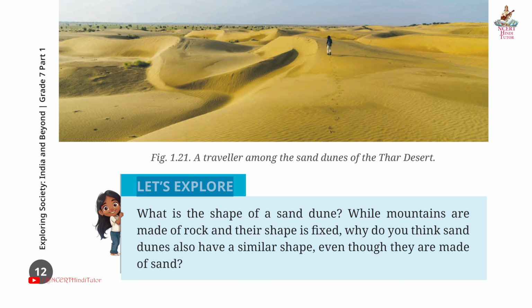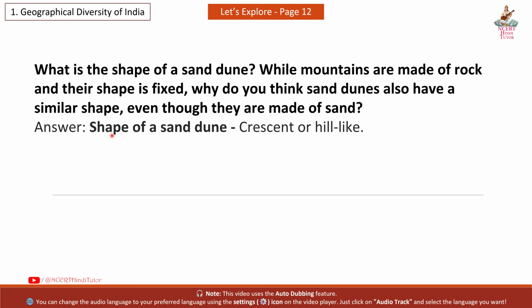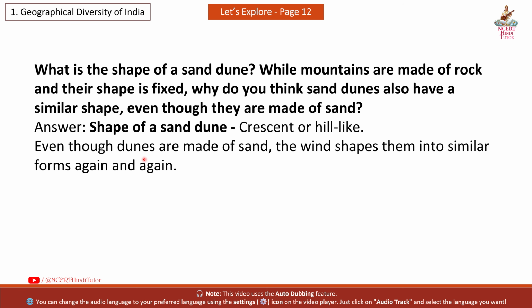Let's explore page 12. What is the shape of a sand dune? While mountains are made of rock and their shape is fixed, why do you think sand dunes also have a similar shape even though they are made of sand? Answer: Shape of a sand dune: crescent or hill-like. Even though dunes are made of sand, the wind shapes them into similar forms again and again.